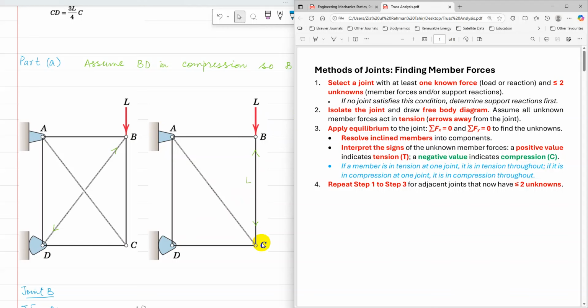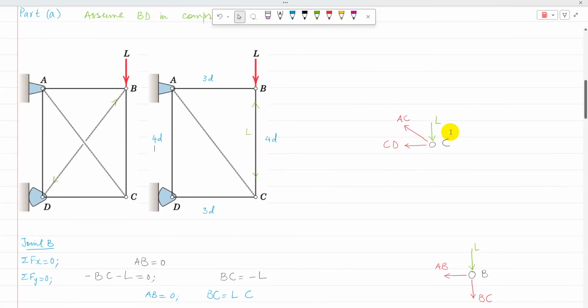So at joint C, AC is in tension and CD is unknown. So simply at joint C, there are two member forces. I can now isolate joint C to find the member forces. So that's the free body diagram of joint C. At joint C, BC is known in compression, L, and then CD and AC.